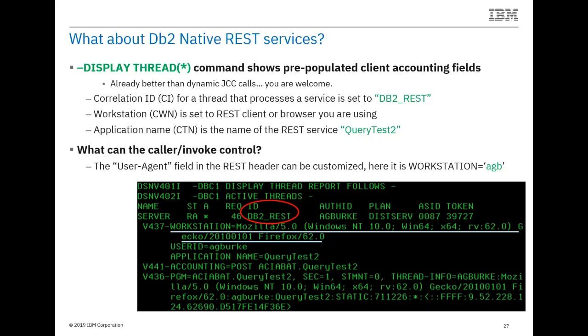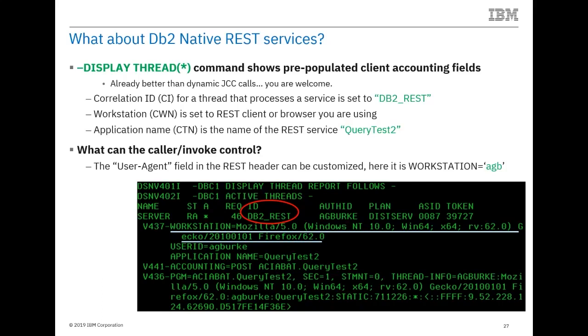Correlation ID, or if you're looking in WLM, it'll be CI. For a thread that does a REST service, it'll be DB2_REST for all of them. The workstation is going to be based on the browser you have, and the application name is going to be the actual REST service itself. So you look down in the display screen below, my ID is DB2REST, my auth ID. Next to the V437 message, you've got workstation, and this is from my laptop. I'm using Mozilla Firefox, right? And then, of course, the application name is query test2, because that's the name of the REST call we're doing.